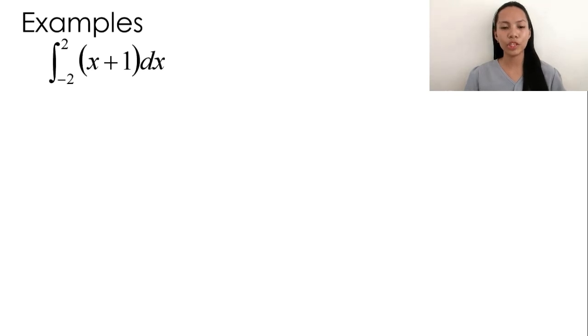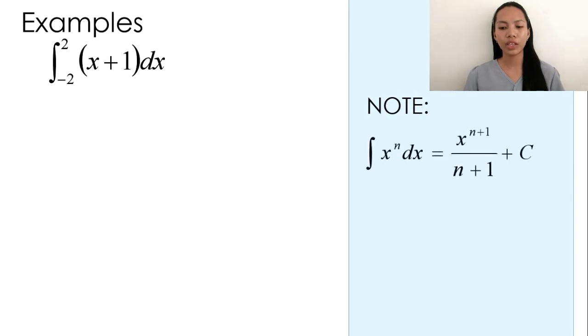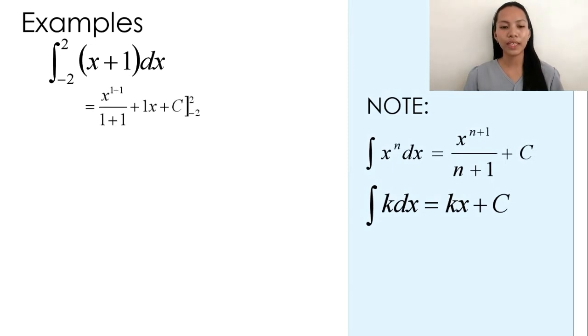Integral of x plus 1 with respect to x from the limits negative 2 to 2. So, note natin na ang ating gagamitin na basic integration rule is the power rule and constant rule. So, dito, ang x has always an exponent, a variable has always an exponent of 1. So, magiging x raised to 1 plus 1, which is yung 1 is the n, and mag-add lang tayo ng 1, which is from the power rule na n plus 1, all over 1 plus 1, plus 1x, which is, we use the constant rule, plus c.